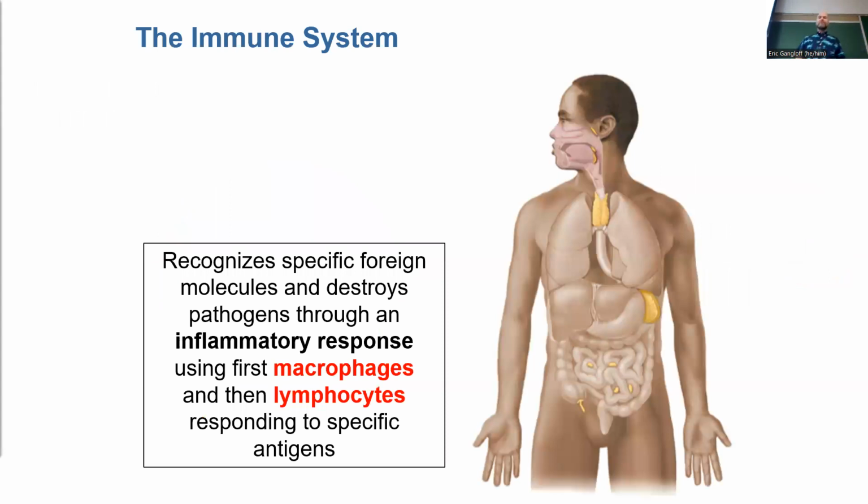Let's talk about the immune system. So the immune system's job is to recognize specific foreign molecules and basically destroy them. And we're going to talk about a couple different ways that the immune system operates.